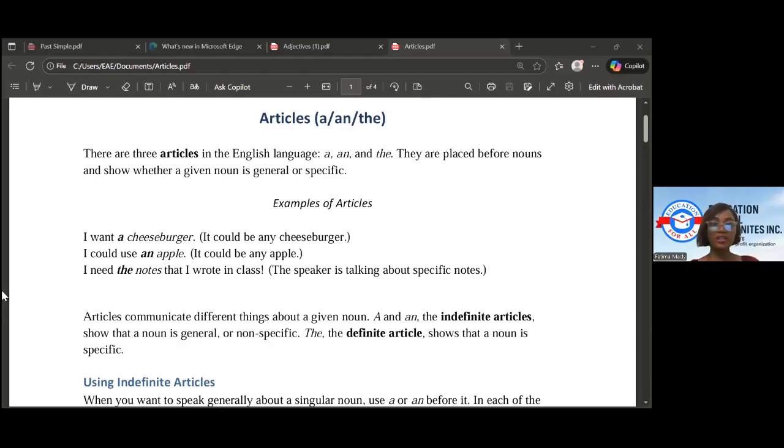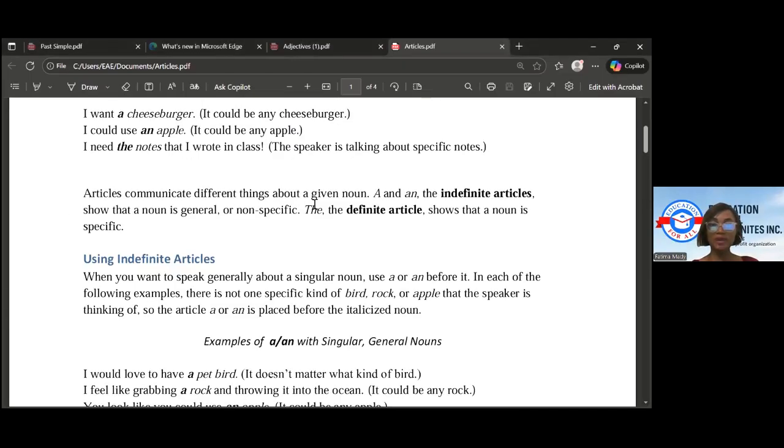Now, articles communicate different things about a given noun. A, an, the indefinite articles show that a noun is general or non-specific. The definite article shows that a noun is specific. So this is just how it is. Now, there are nouns that begin with vowel sounds.